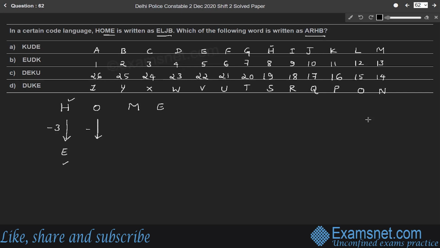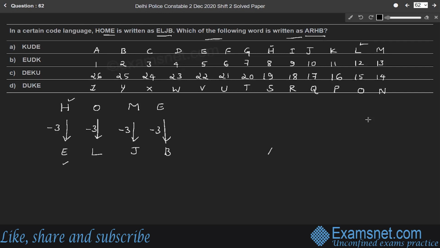Similarly, O minus 3. O is 15, minus 3 becomes 12, which is L. So O is coded as L. Similarly, M is 13. 13 minus 3 is 10, which is the positional value of J. And E is 5. 5 minus 3 is 2, which is the positional value of B. Right? So which of the following words is written as ARHB?